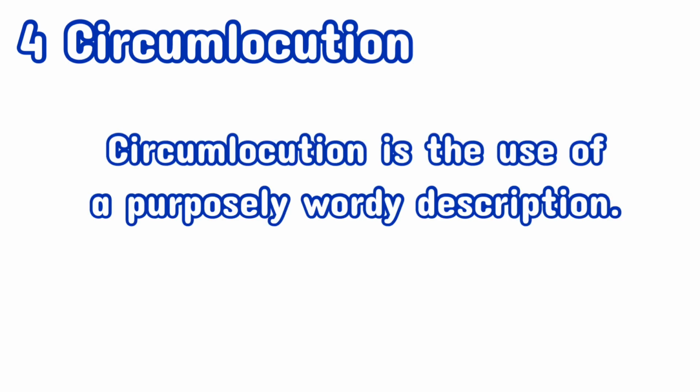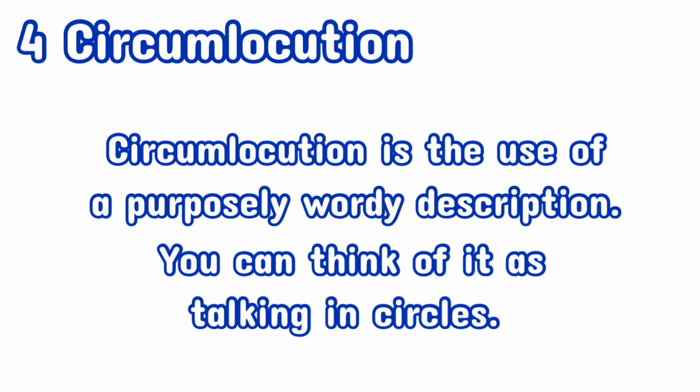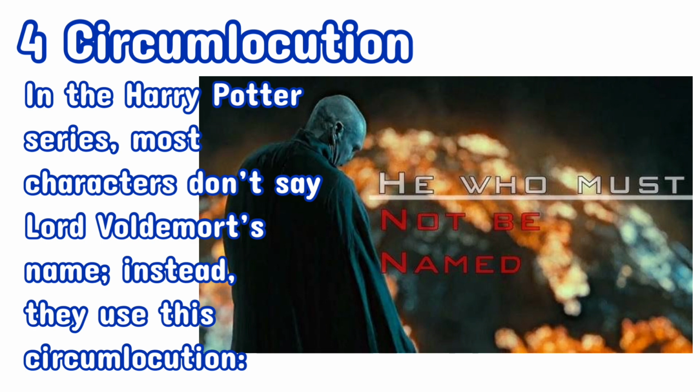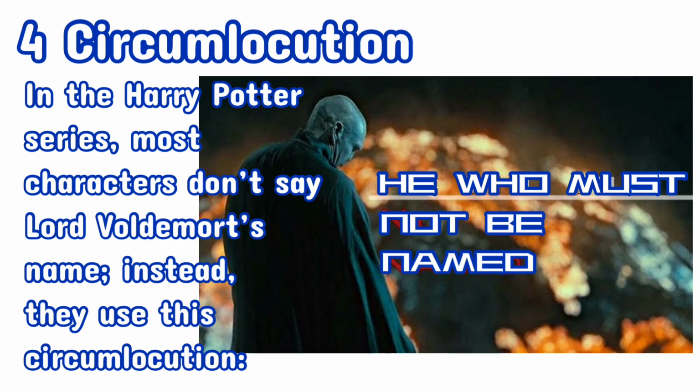Number 4. Circumlocution. Circumlocution is the use of a purposely wordy description. You can think of it as talking in circles. Example: In the Harry Potter series, most characters don't say Lord Voldemort's name. Instead, they use this circumlocution, he who must not be named.